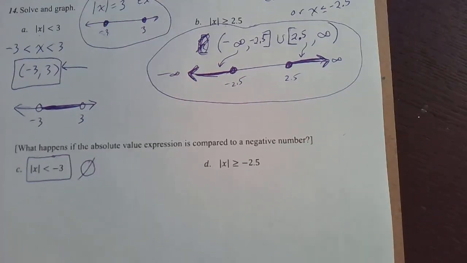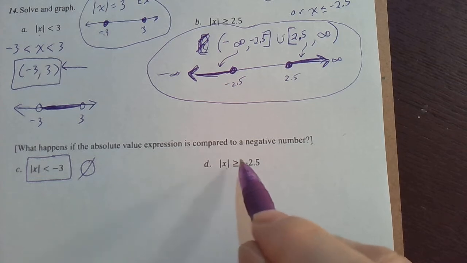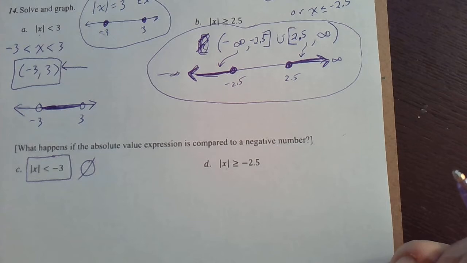All right, the other special case. We have the absolute value greater than or equal to a negative. The recipe didn't tell us what to do in that case. Well, maybe you can figure that out pretty easily.